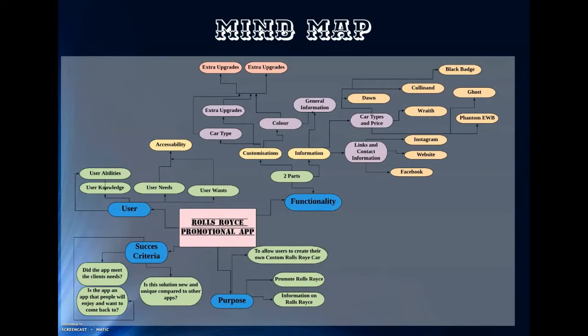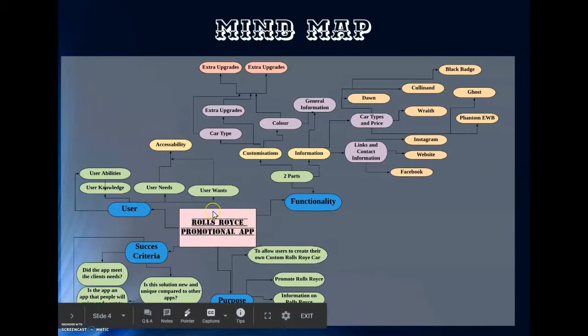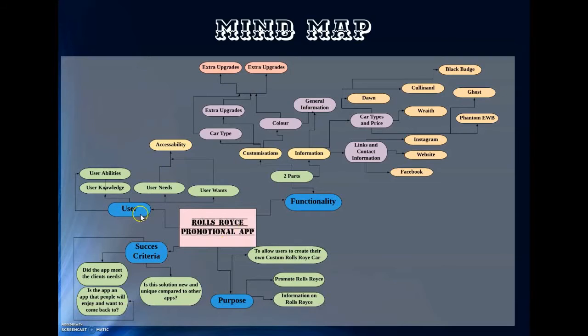So this is a mind map of what I aim to do in this assignment. I've started off with the Rolls-Royce promotional app, and so we'll talk about the user first. I need to address the user needs, the user wants, and I also need to take into consideration the user abilities and their knowledge. And these user needs and wants need to be able to be used through the accessibility.